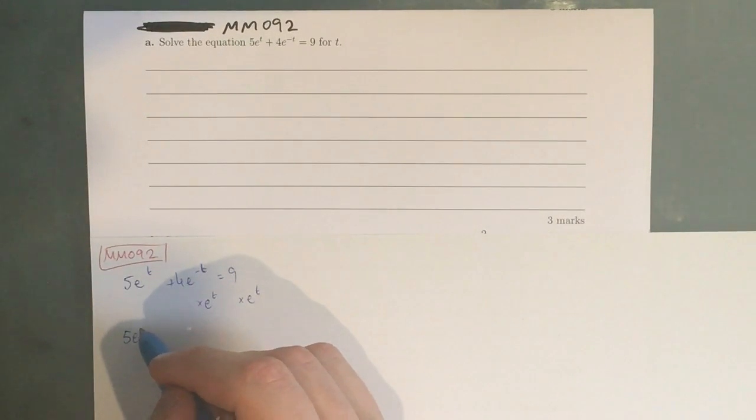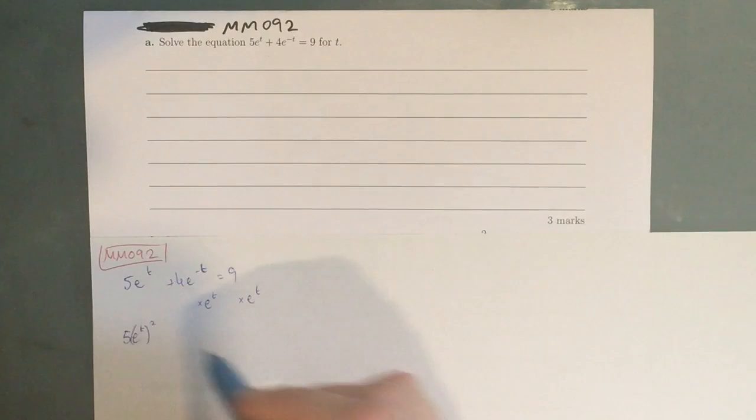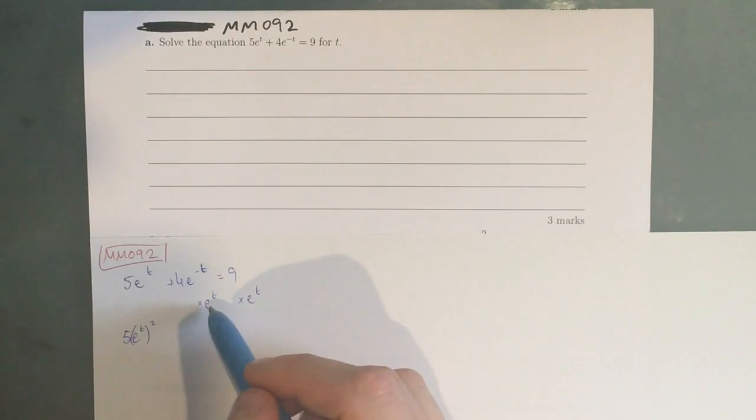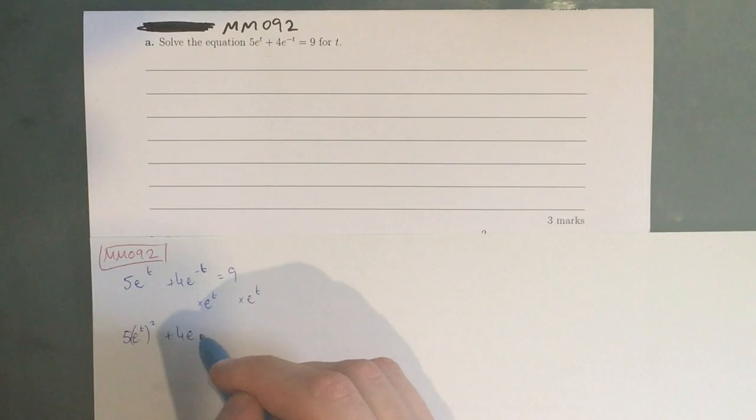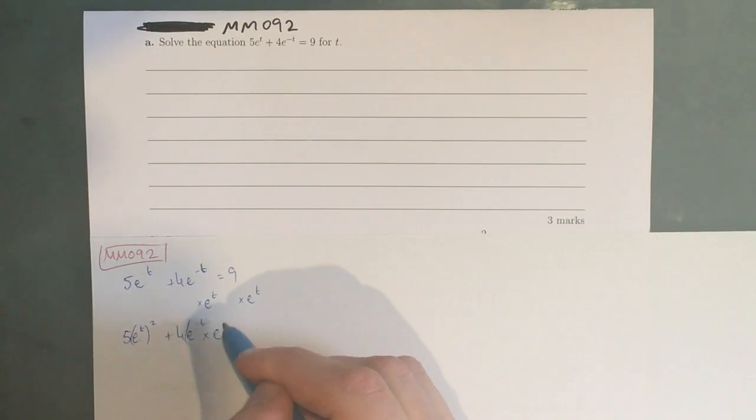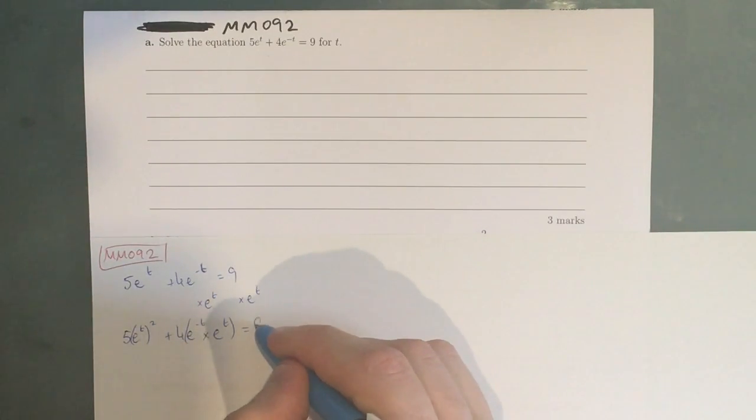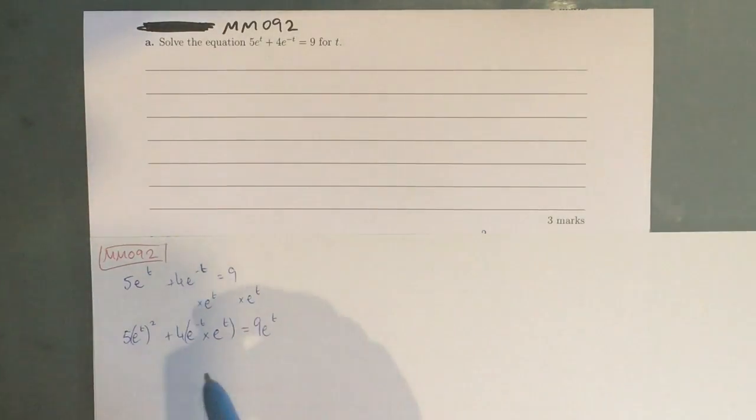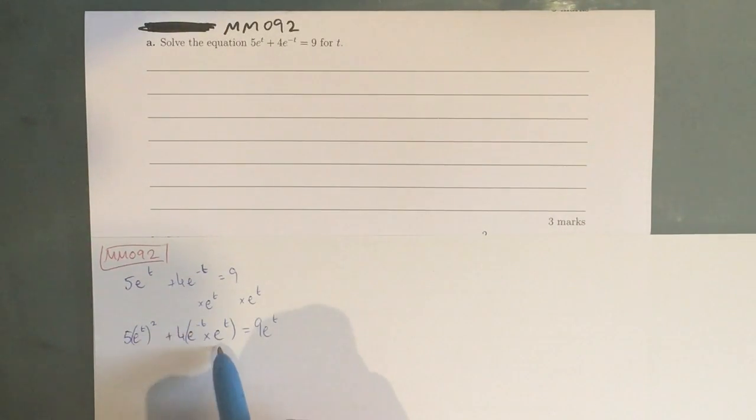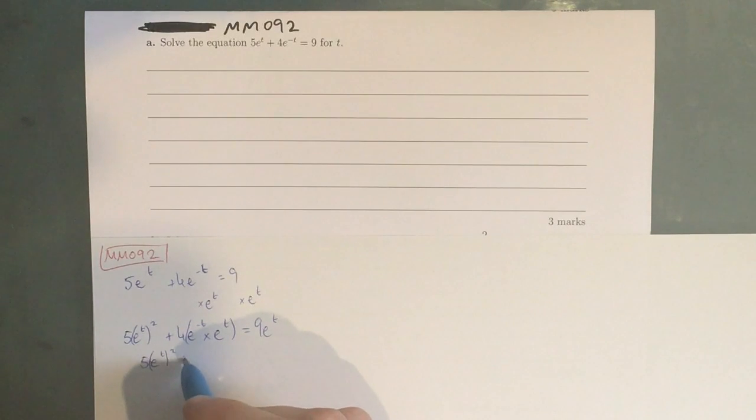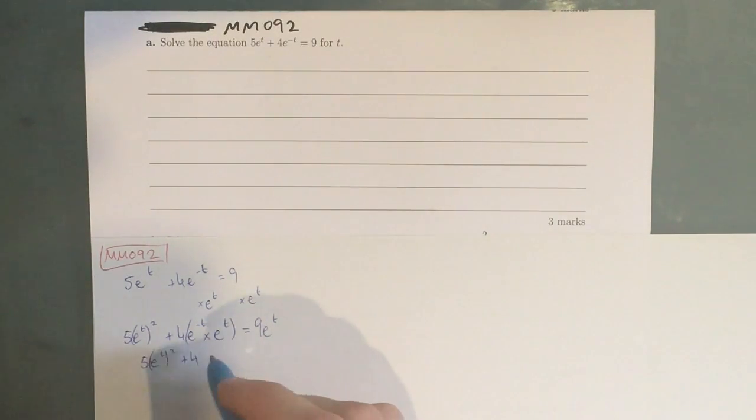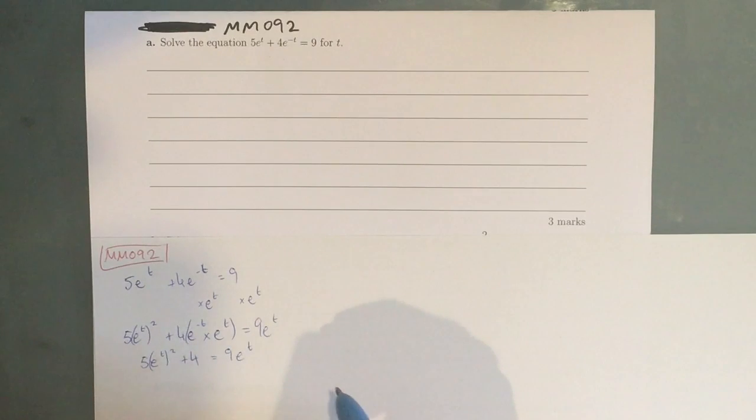So this becomes 5 times (e to the power of t) squared, because it's e to the power of t times e to the power of t, plus 4e to the power of negative t times e to the power of t, equals 9e to the power of t. So this e to the power of negative t and e to the power of t becomes e to the power of negative t plus t, which is e to the power of 0, which becomes a 1. So you then get 5 (e^t) squared plus 4 times 1, it's just 4, equals 9e to the power of t.